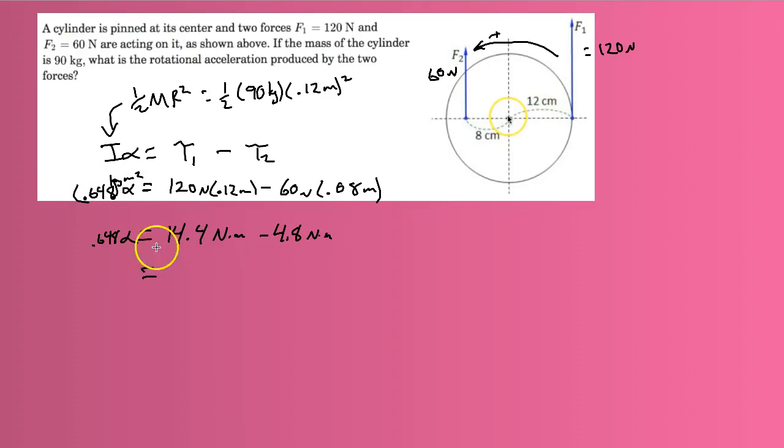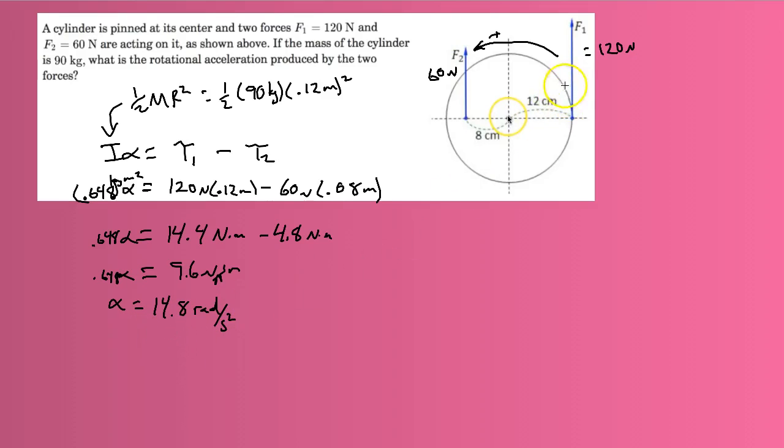And so we can simplify this. 14.4 minus the 4.8 is going to give us 9.6 newton meters, and we'll divide by the 0.648. And we'll get an angular acceleration of 14.8 radians per second squared.